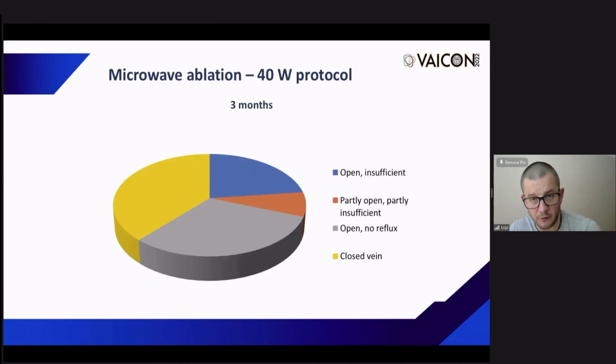After the initial 40 watts protocol, 13 patients were controlled at least 3 months after ablation. 5 of them, that's 38%, presented with completely closed vein. In 4 patients, the ablated vein was still open but showed no reflux. 1 patient had a partly opened, partially insufficient vein, and in 3 patients, that's 23% of them, the ablated vein remained open and also insufficient.